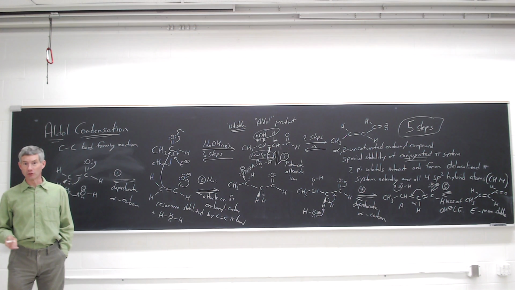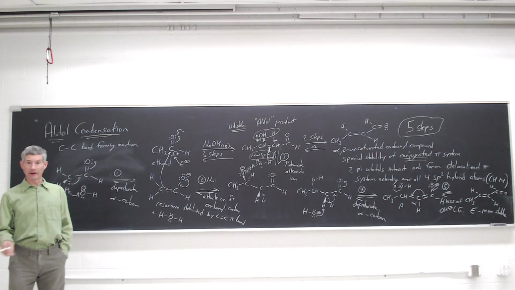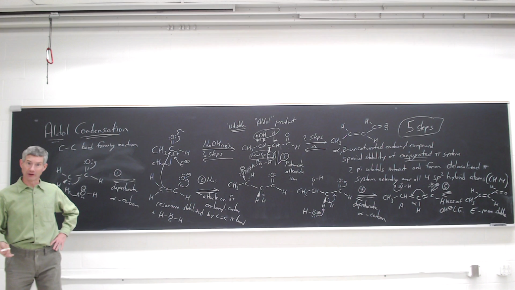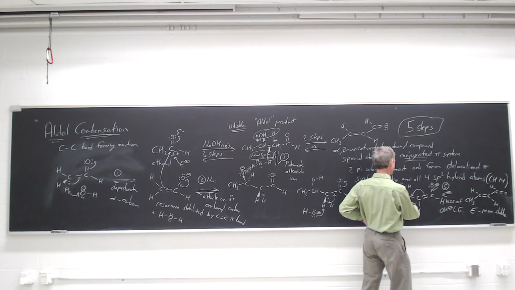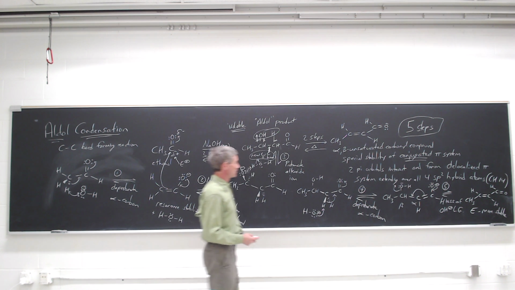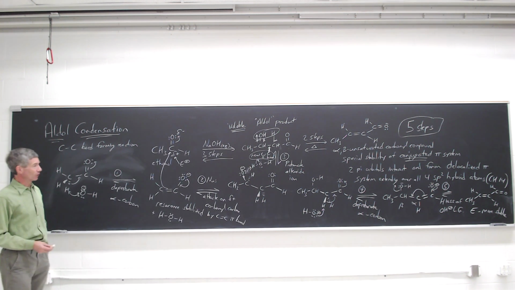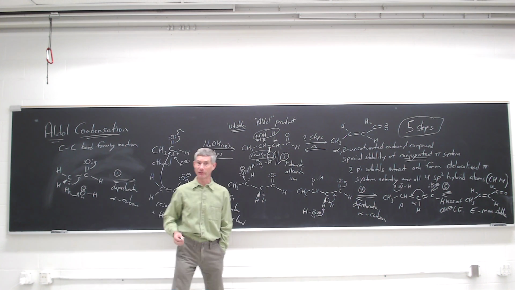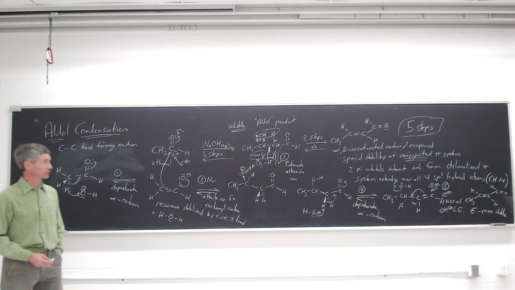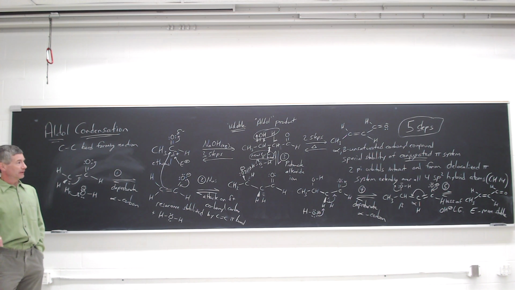You'll also notice this is not an E2 elimination. Hydroxide ion leaving in an E2 elimination is very unlikely because it's a poor leaving group. You go through this intermediate enolate. So 5 steps: 3 proton transfers, a nucleophilic attack in step 2, and a loss of hydroxide to give the alpha beta unsaturated carbonyl.